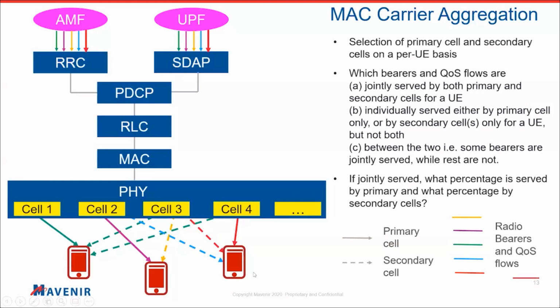Now, if you see user 3, he is subscribing to the red barrier as well as the blue barrier. The red barrier is jointly being served by 2 cells. Cell 4 is the primary cell for this user. Cell 3 is a secondary cell. So both cell 4 and cell 3 are jointly serving the red barrier.